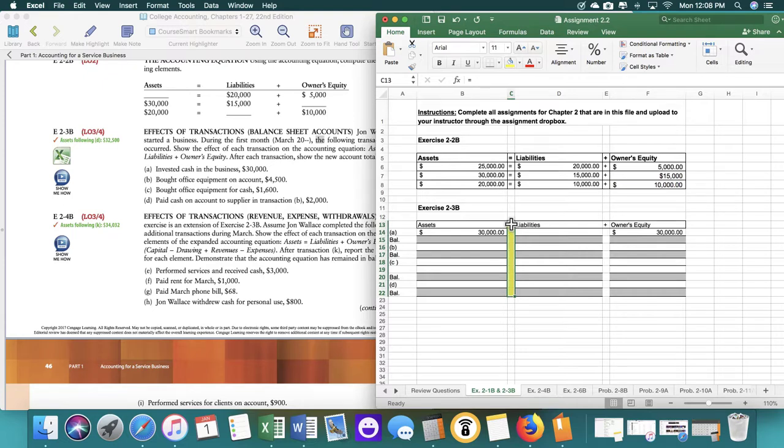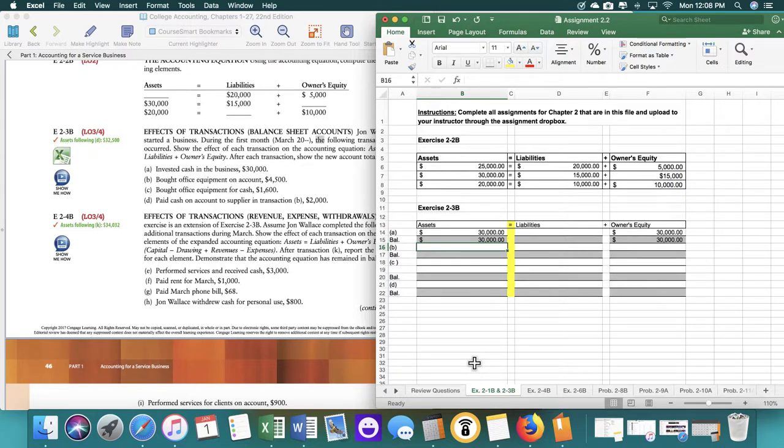So if you look at the top up here, it says your assets equal your liabilities. So we're going to have to make sure. So we have 30,000 and then 30,000. So far so good, both sides equal.